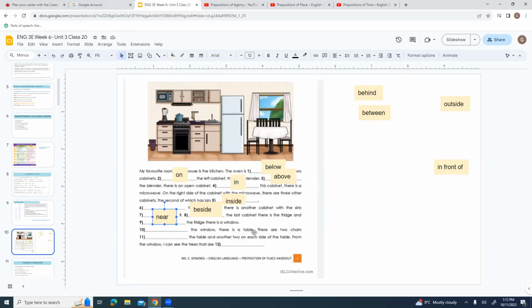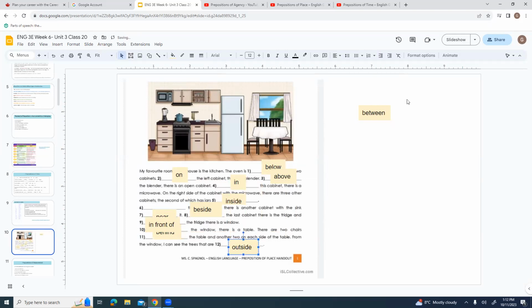Something the window, there is a table. In front of, I think. In front of the window, there is a table. There are 2 chairs something the table. There are 2 chairs behind the table. Okay. And another 2 on each side of the table. And from the window, I can see the trees that are outside.